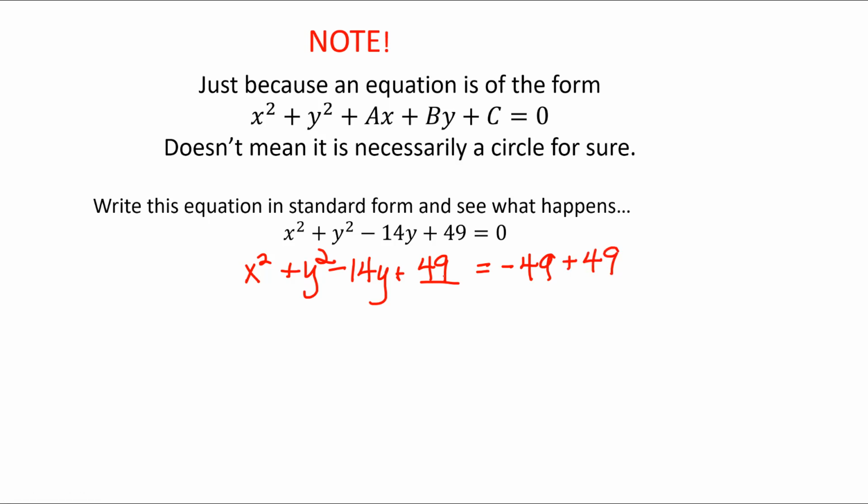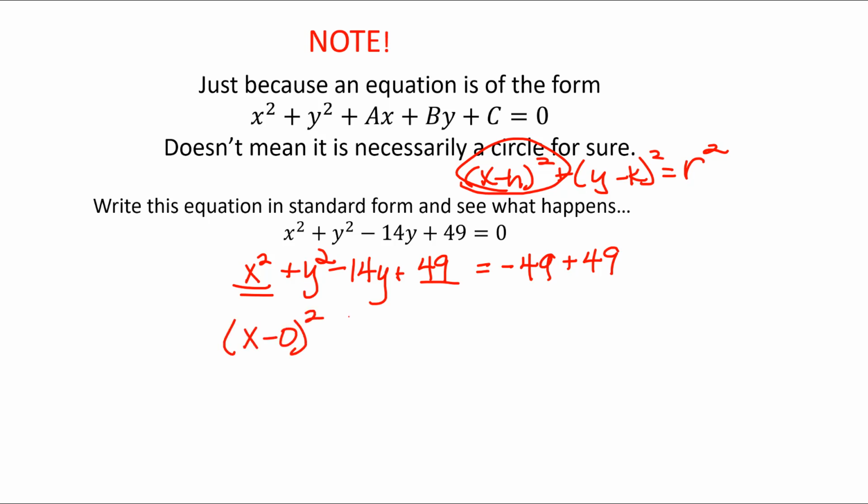All right, so we want to write the left side of the equation in the standard form of a circle, which is x minus h, quantity squared, plus y minus k, quantity squared equals r squared. So the x squared part, that's all there is to it. In order to make it look like this, I could write it as x minus 0 quantity squared. That looks right, and it's still x squared. And then the y part, now we can write it as a perfect square binomial. It is y minus 7 squared. And the right side of the equation equals 0.